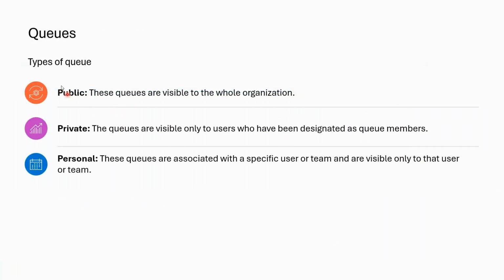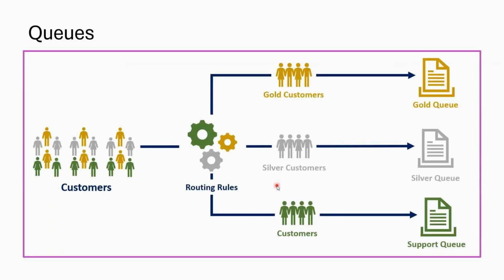Next, queues can be of types. Public type: these queues are visible to the whole organization. Private queues are visible only to users who are designated queue members. Personal queues are associated with a specific user or team, and are visible only to those users themselves. So here the customers routing rules. For example, gold customers can go to a gold queue, silver customers to a silver queue, so based upon the customer we can establish queues like this. Okay, clear?